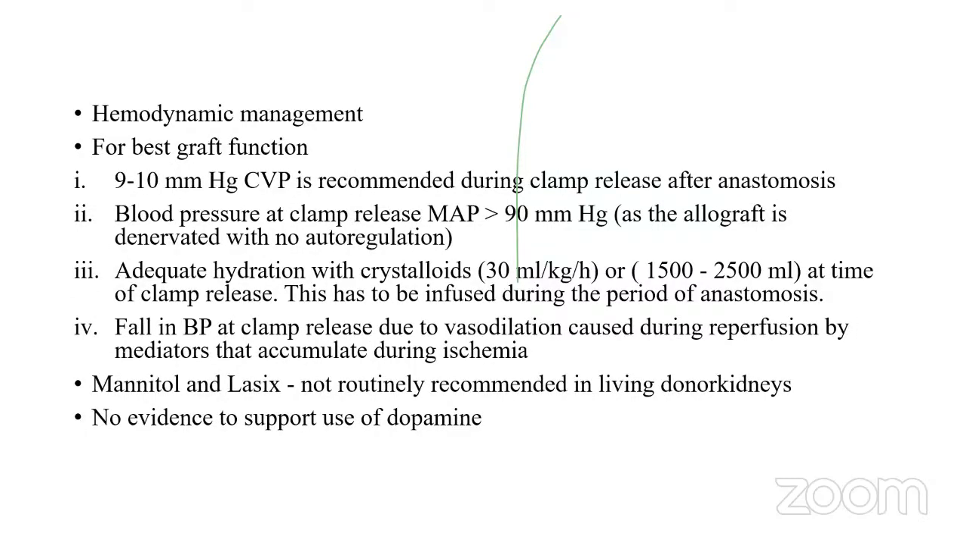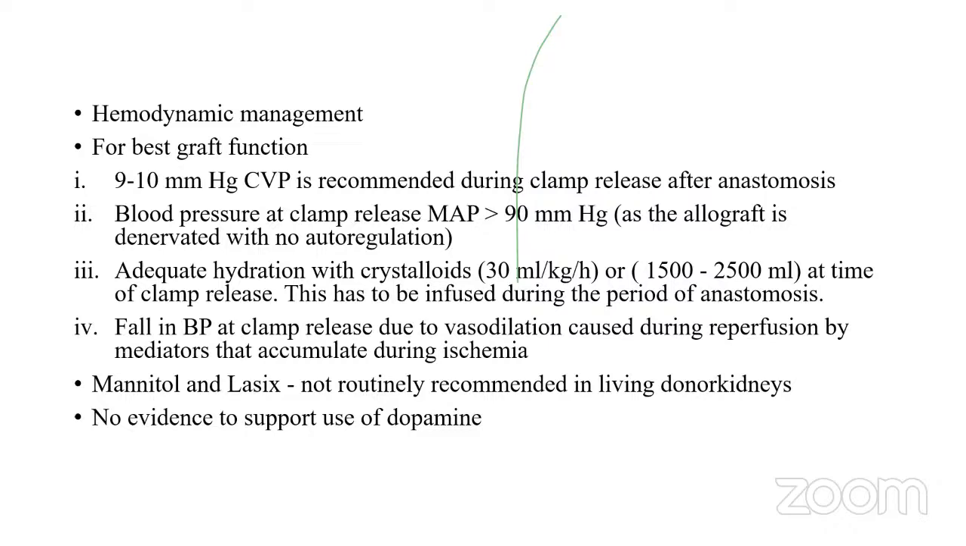Hemodynamic management for best graft function. We should maintain CVP between 9 to 10 during clamp release after anastomosis. Blood pressure at clamp release should be more than 90 MAP. And adequate hydration with crystalloid, 30 ml per kg per hour or 1.5 to 2.5 liters at the time of clamp release. This has to be infused during the period of anastomosis.